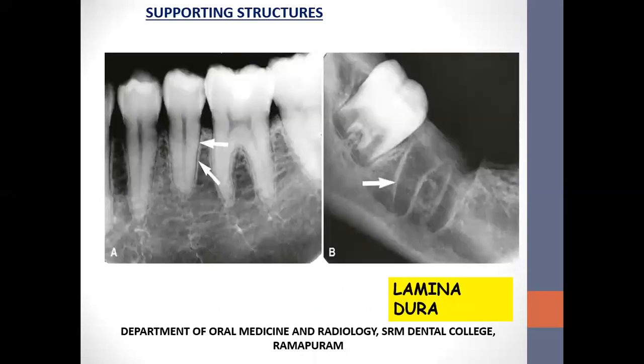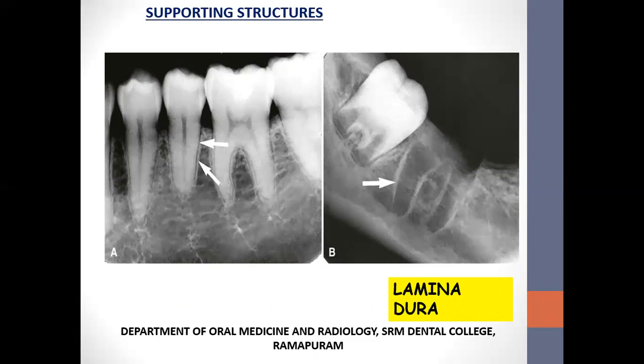Coming to the supporting structures, the first structure is the lamina dura, otherwise called the alveolar bone proper. A radiograph of sound teeth in a normal dental arch demonstrates that the tooth sockets are bounded by a thin radiopaque layer of dense bone, which is this lamina dura. This layer is continuous with the shadow of the cortical bone at the alveolar crest.